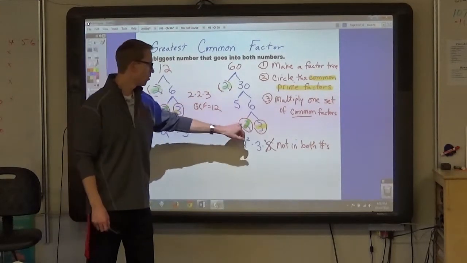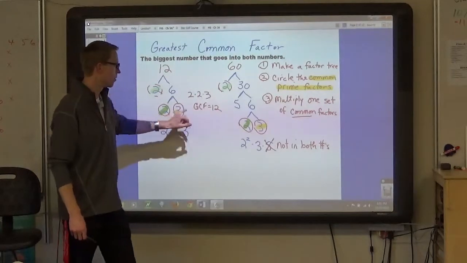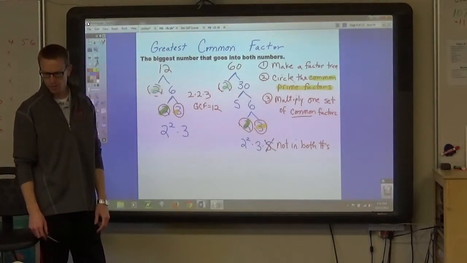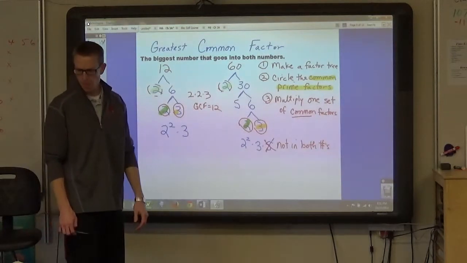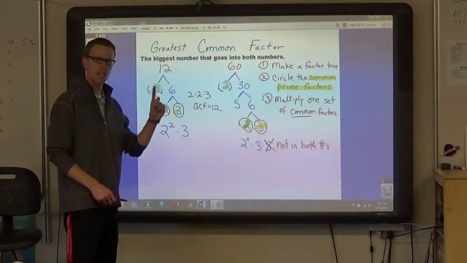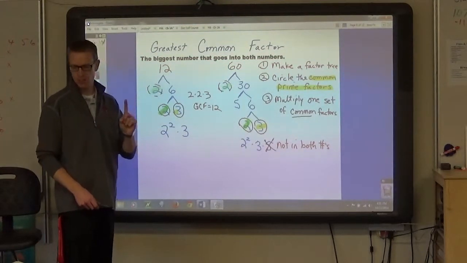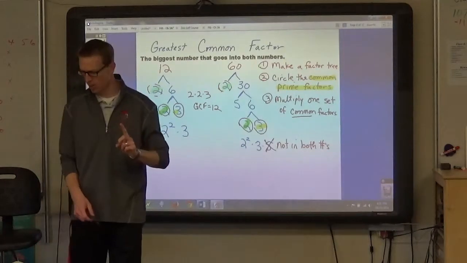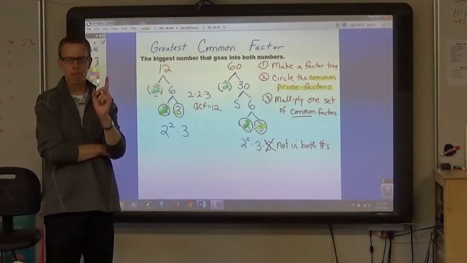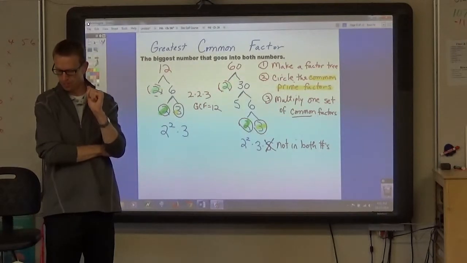If there's another 2, then you multiply by another 2. If there's a 3 in both, then you multiply by 3. All right? You multiply by the common factors. Sometimes 1 is the only common factor. So be careful of a number that only has 1 as its greatest common factor.